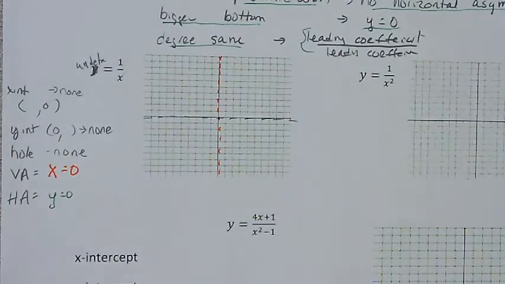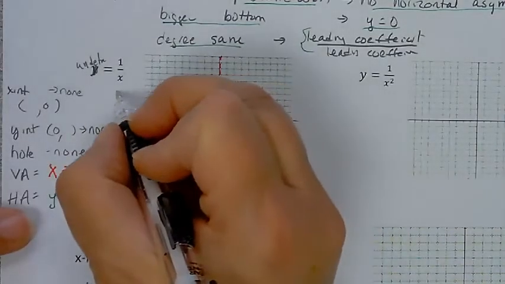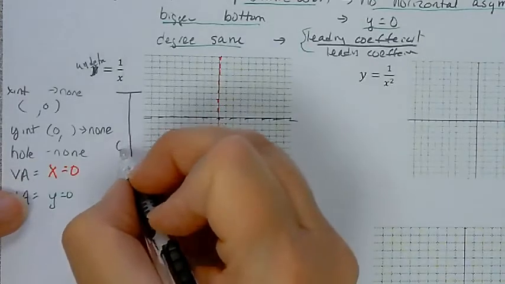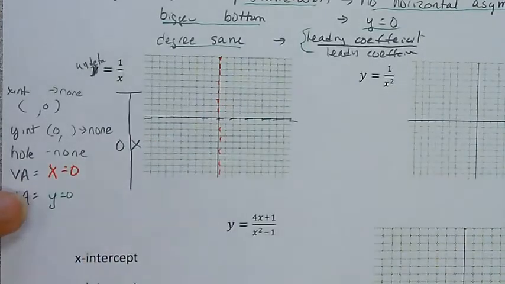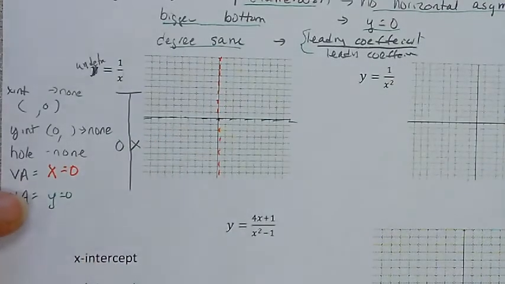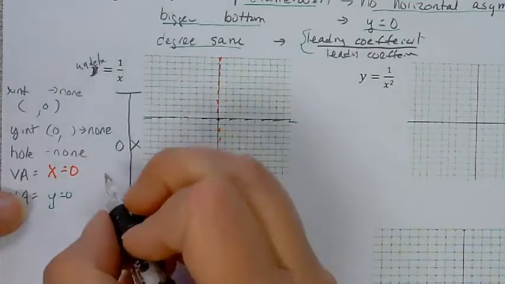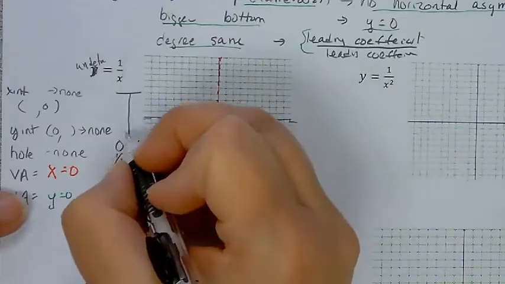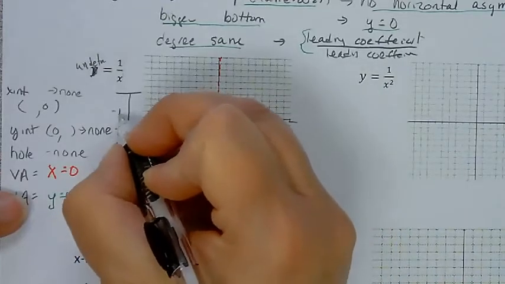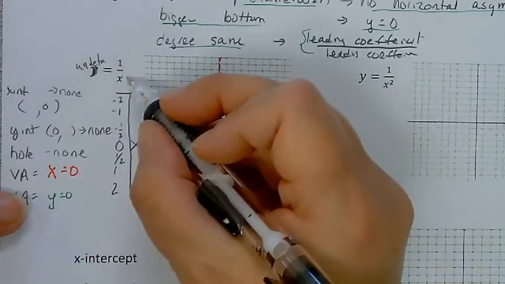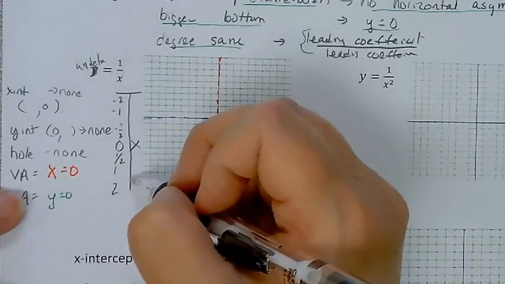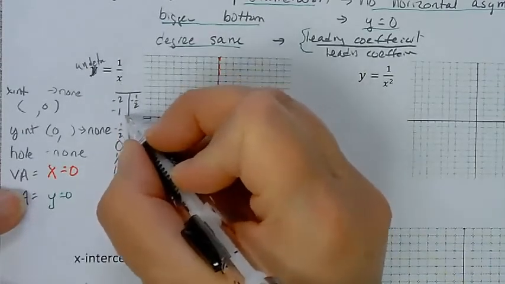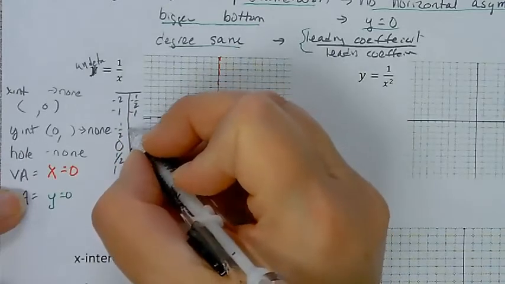So then the next thing I would do is make a table of values. I know that x equals 0, there's not going to be anything because that was undefined. So then I'm just going to try numbers bigger, like 1, 2, and I'm going to try something between 0 and 1, like a half. I'll try negative a half, negative 1, and negative 2. And if I put those numbers in for x, negative 2 would be negative 1 half. Negative 1 would be negative 1. This would be negative 2.